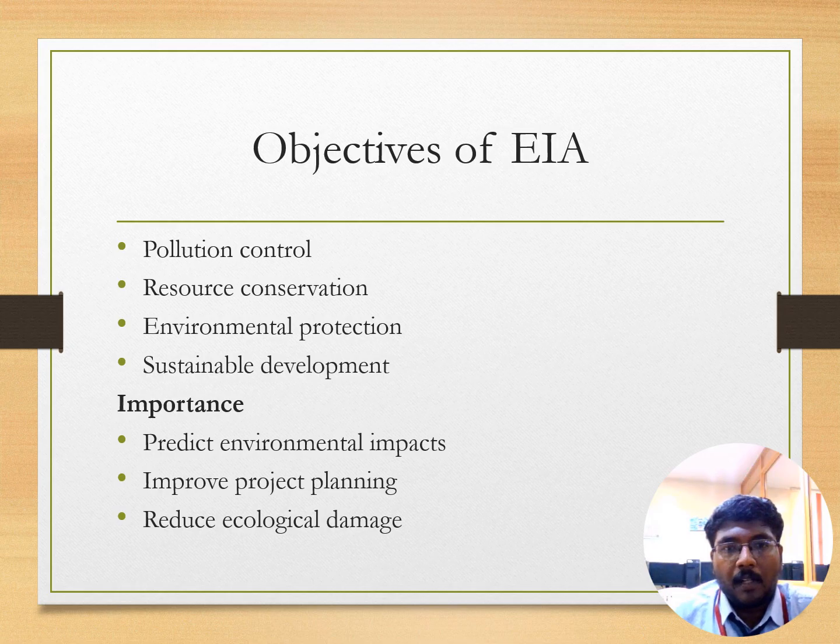Next we see what the objectives of EIA are. The main objective is pollution control. During the entire project, EIA gives a lower amount of pollution compared to any other project. Next, resource conservation. We can follow the 3R system, which means reduce, reuse and recycle of waste materials should be followed for the entire project.